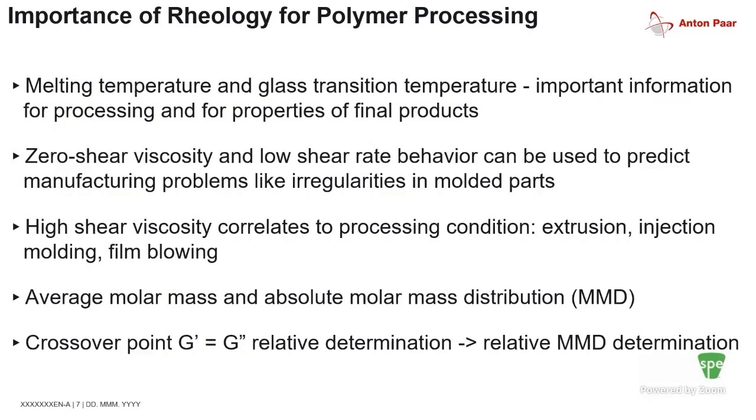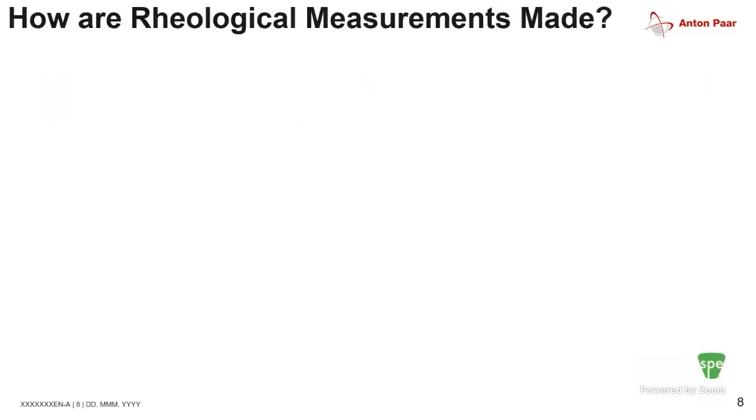And if we have information from the frequency sweep or the oscillatory measurements, which we'll talk about, the crossover point of the storage and loss modulus as a function of frequency can give us an idea about the molecular weight or the molecular weight distribution of the material. So it's a wide-scoping tool that we use from a polymer processing standpoint.